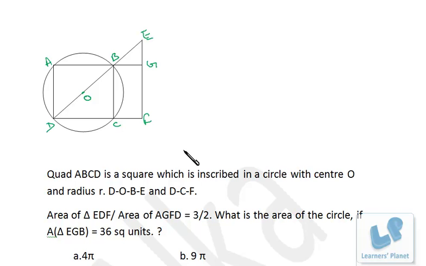Now once again, a complicated figure with us. Quadrilateral ABCD is a square which is inscribed in a circle with center O and radius R. Okay, and DOBE, that's a line, DCF, same straight line. Area of EDF, that means area of this triangle EDF by area of AGFD is 3:2. Okay, and here we are given area of EGB also, that is 36 square unit. We have to find out the area of this circle, that's this.